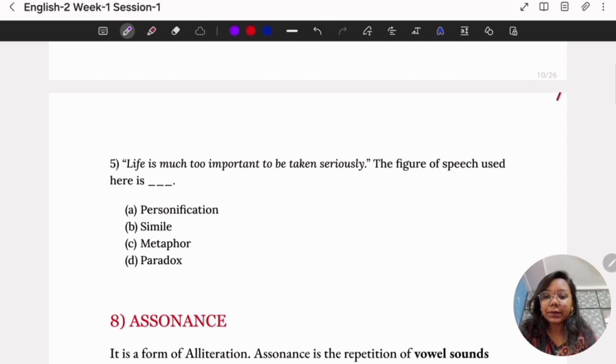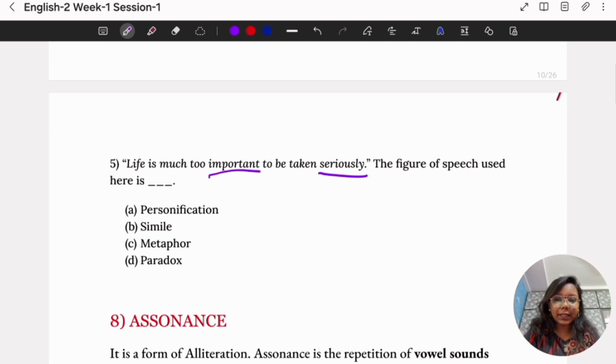So the next one, fifth question. Life is much too important to be taken seriously. They're asking the figure of speech. So if you read it once again, it's a contradictory statement. It seems contradictory at first because important things are meant to be taken seriously. But the poet here, Oscar Wilde, is giving us a paradoxical suggestion that the more important something is, the more important it is to not take it seriously.